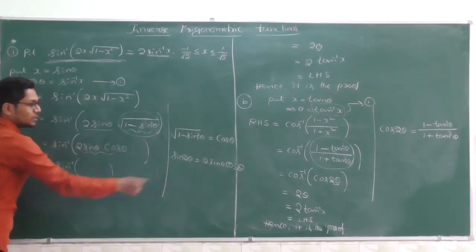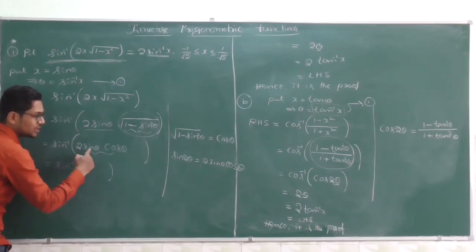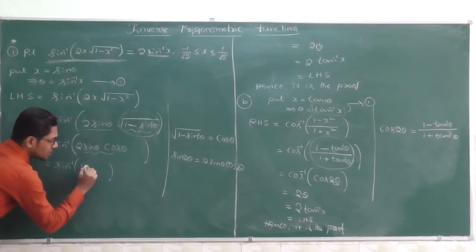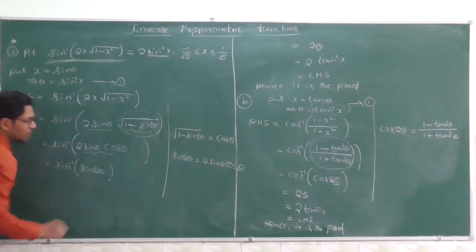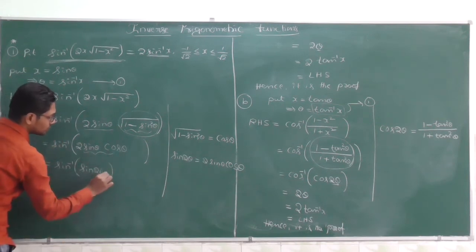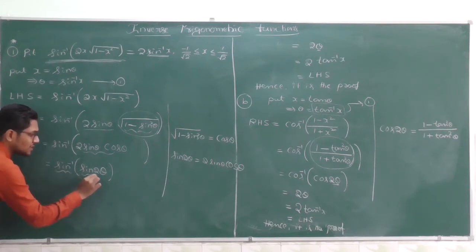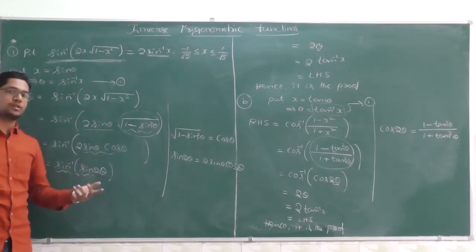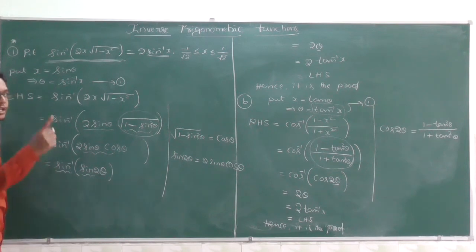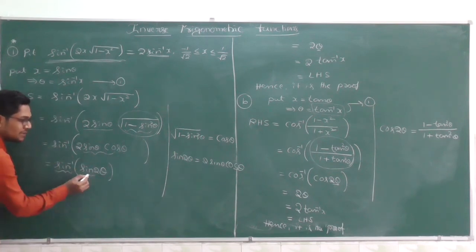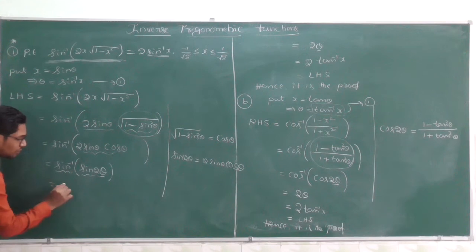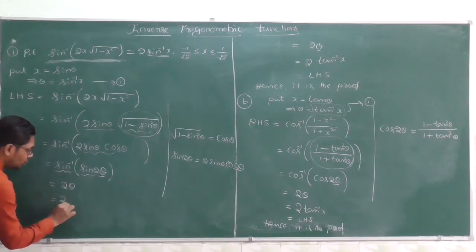By using this formula, this can also be written as 2 sine theta cos theta, which is sine 2 theta. Now we have the property that sine inverse of sine x is x when x belongs to minus pi by 2 to plus pi by 2. By using that property, sine inverse of sine 2 theta is 2 theta only.